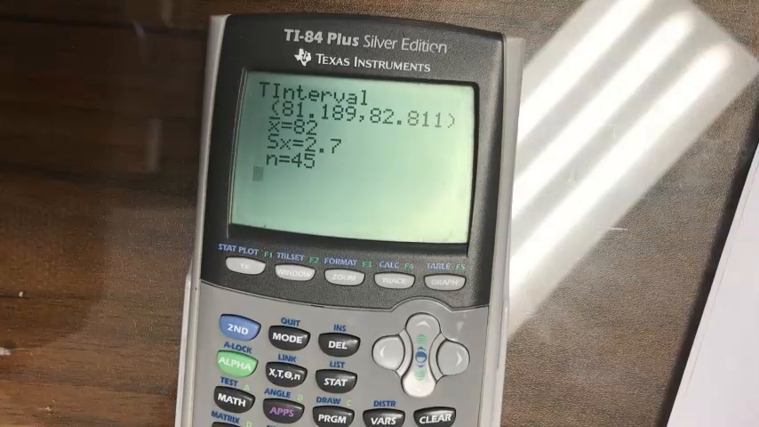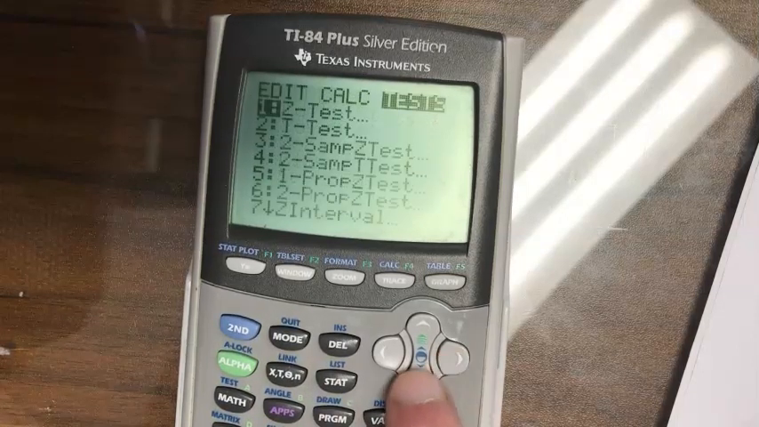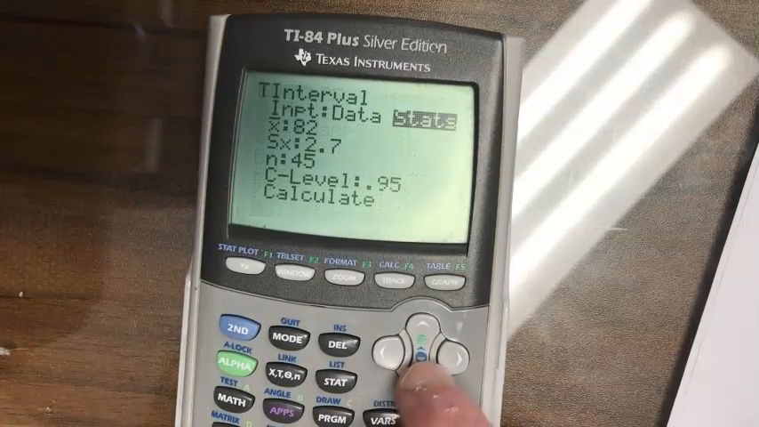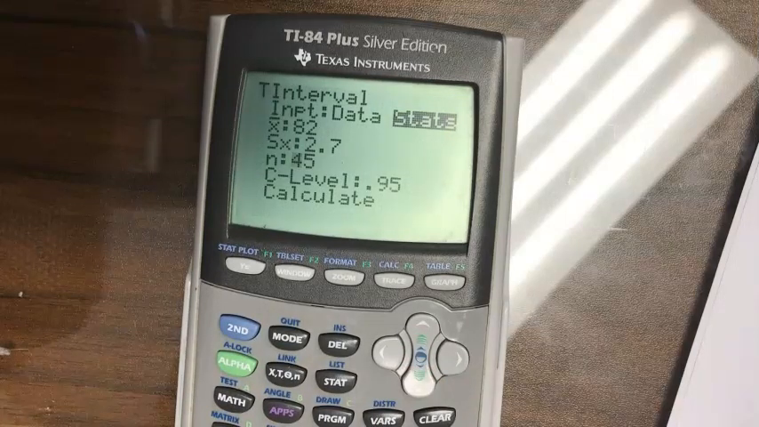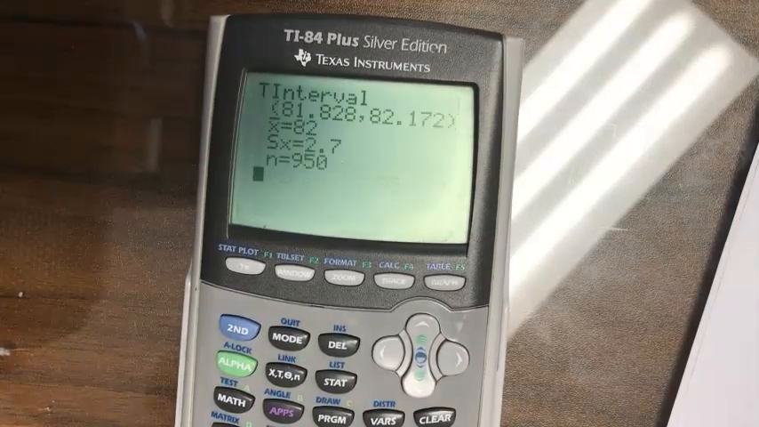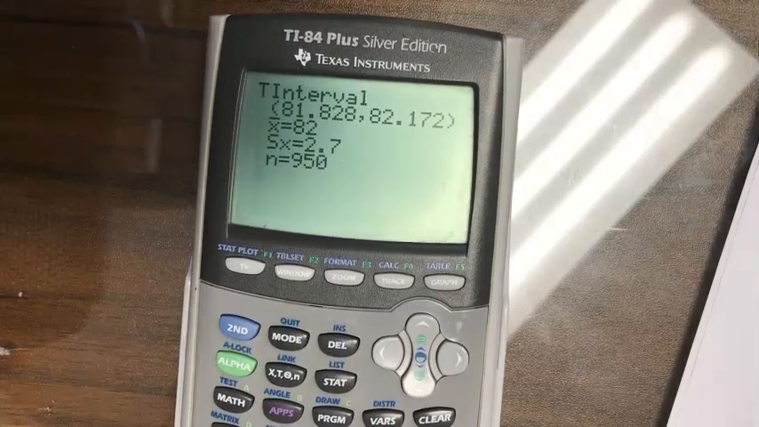Same idea, it gives you the X bar, the S of X, and it gives you your sample size of 45. Now, this is the one where if we go to this, and I use X bar, let's say this, but let's say I had 950. If you were using table B and you had 950, you would have to round down. But if you're using your calculator, you could say your degrees of freedom is 949, and it's going to give you the t-interval based off of that particular degrees of freedom.